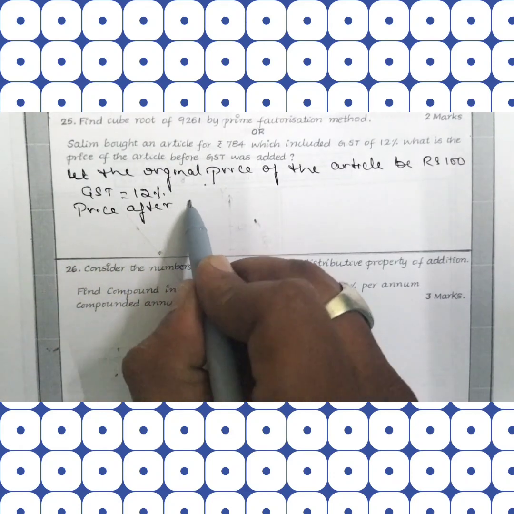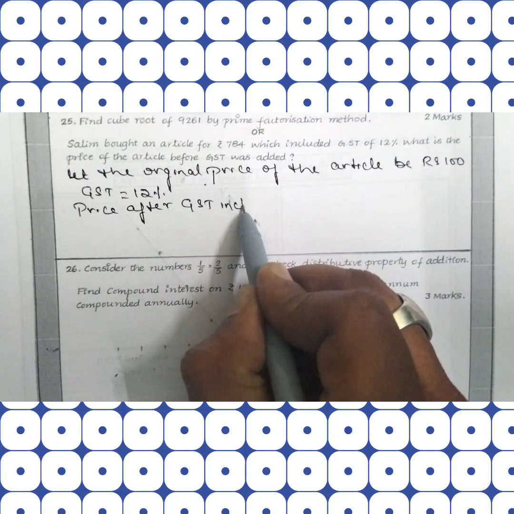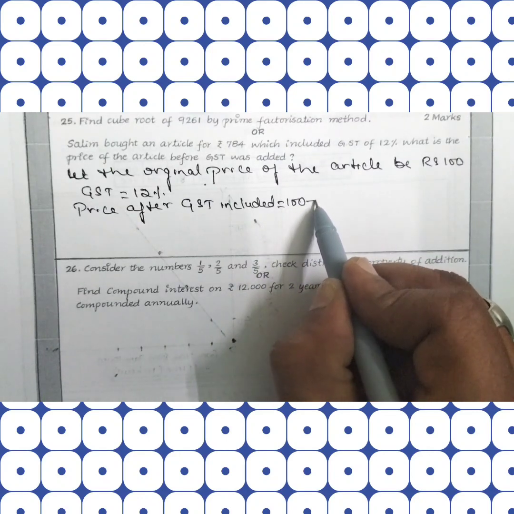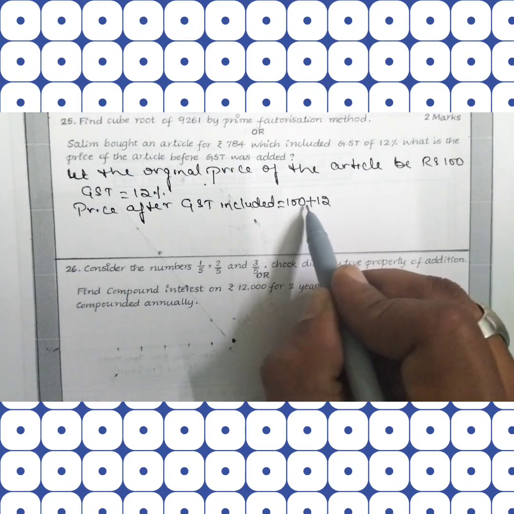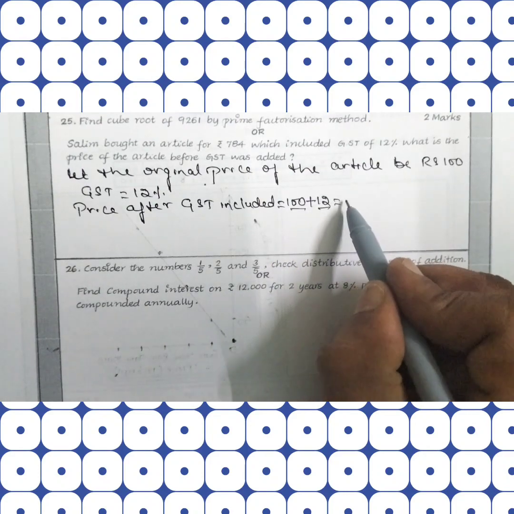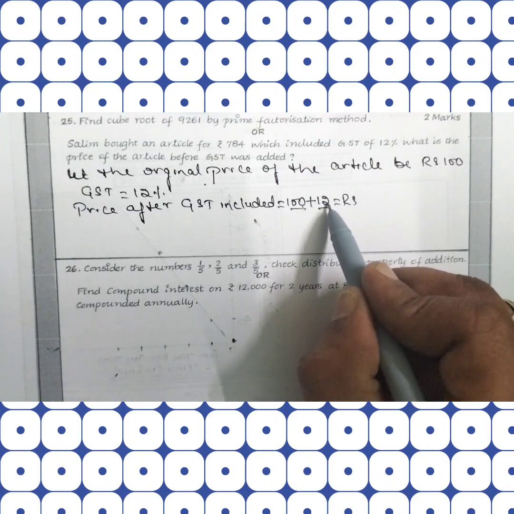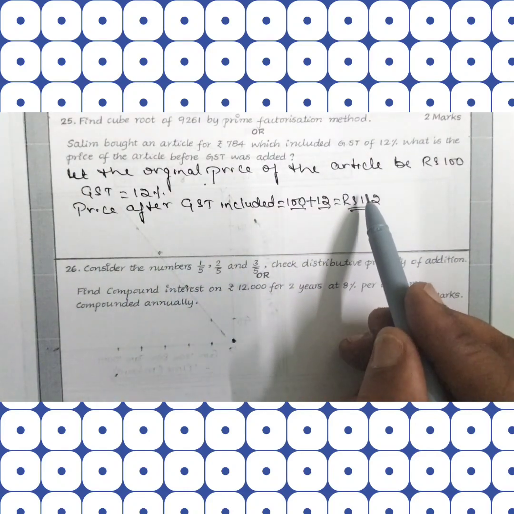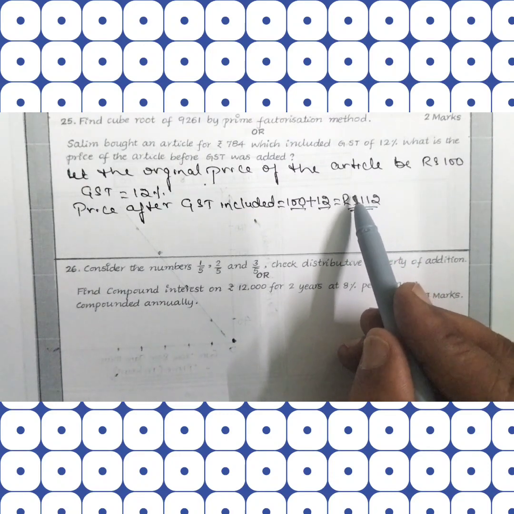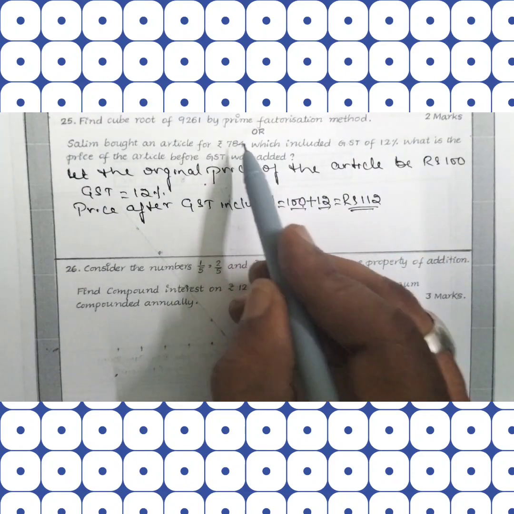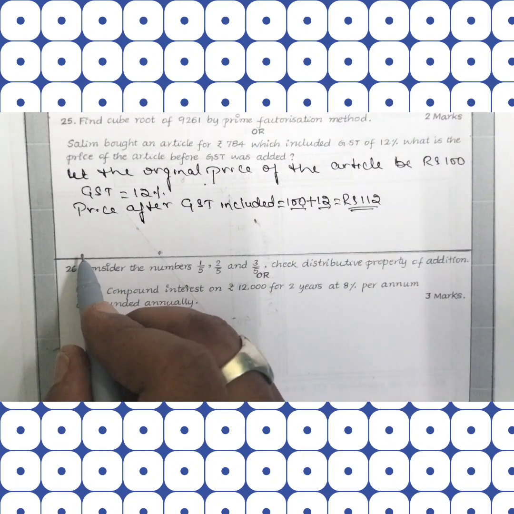Then the price after GST is included. So if GST is included, what will the price be? The price of the article is 100 rupees, plus 12 rupees, which will be the GST. This is the price of the article, and this is the GST. So if the article is 100 rupees and GST is 12%, that is 12 rupees, then the value of the article after GST is rupees 112. So if for 100 rupees the total value after GST is 112, then when it is 784, what will be the price of the article? So now let us calculate it.